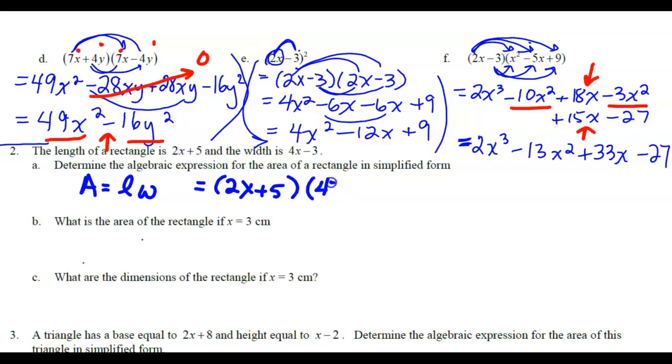It says determine the algebraic expression for the area. So that is in what we call factored form. Now, I want you to expand that out. See if you remember from yesterday how to distribute. You'll have 4 terms to start. Collect like terms. I'll give you a minute to do that.